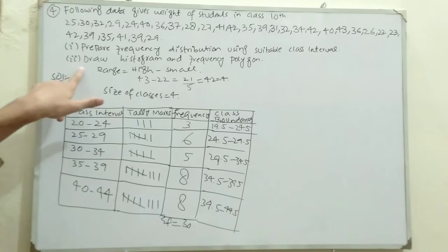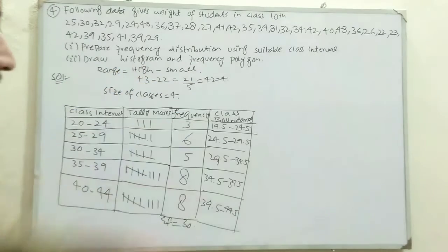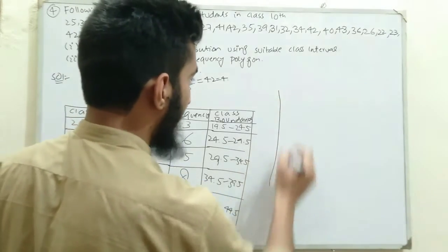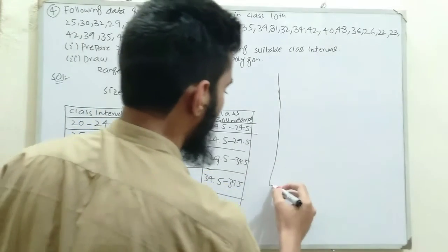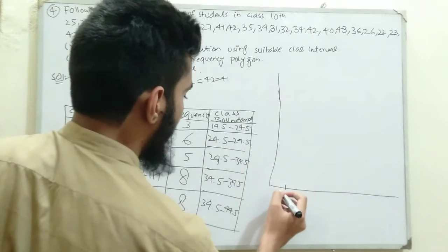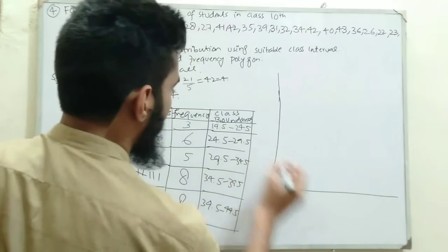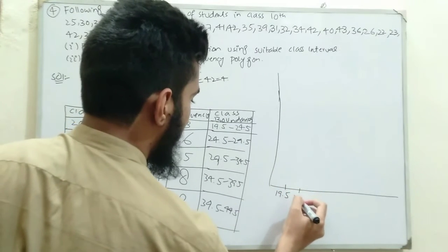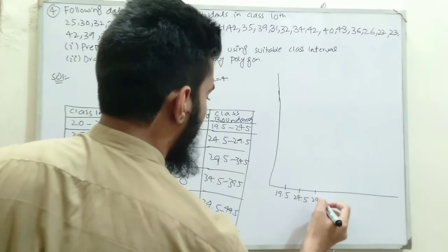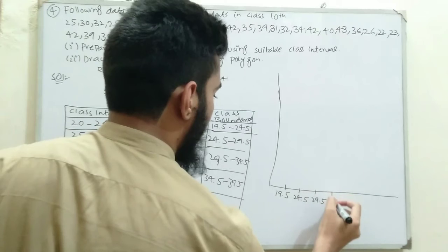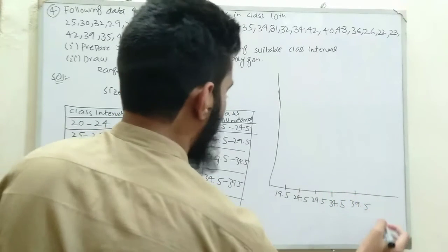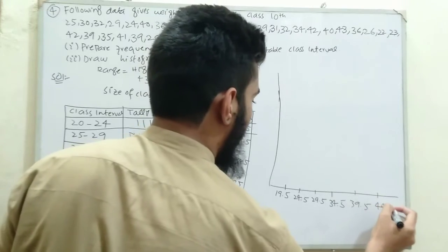Now they also tell that in the second part, draw histogram and frequency polygon. So for the second part, we will draw a graph just like this. Let's suppose this is the graph. So the first boundary is 19.5. The second one is 24.5. After this, we will have 29.5, the difference of 5, and 34.5 and 39.5, and in last we have 44.5.